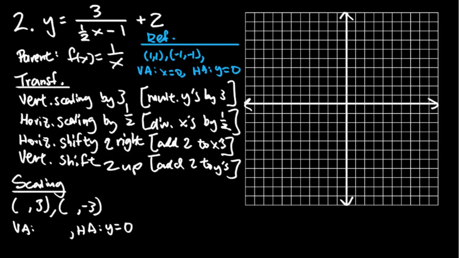Alright, divide the x's by 1/2. So that means multiply all the x's by 2. So 1 divided by 1/2 is 2. -1 divided by 1/2 is -2. And then the vertical asymptote, 0 divided by 1/2. Well, that's still 0.